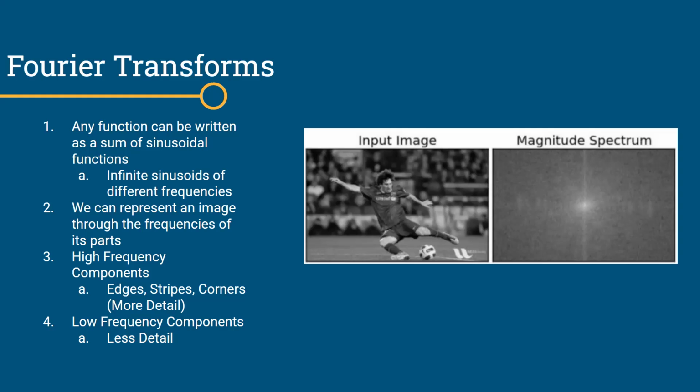We want to notice the high frequency components of this image, and we want to notice the low frequency components of this image. The higher the frequency, the more detail we get in our spectrum, and the lower the frequency, the lower the detail we're going to get.